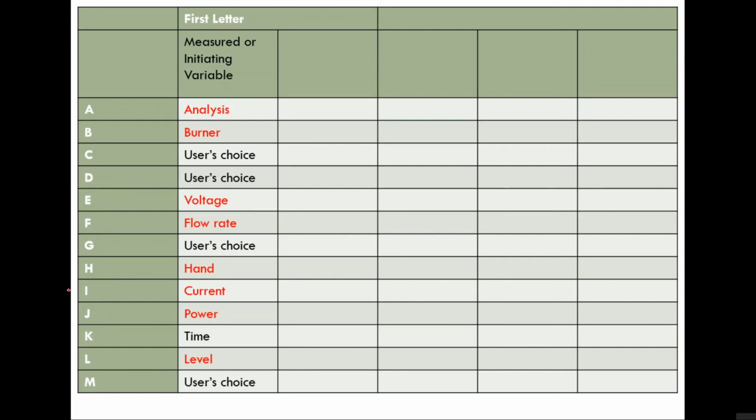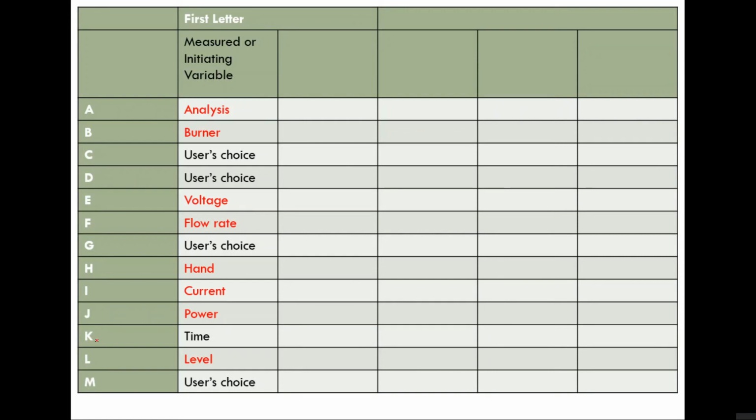Now I is common. What is I? Current. I is used to represent current. J is joule, that is power. J is power. So J is used to represent power.